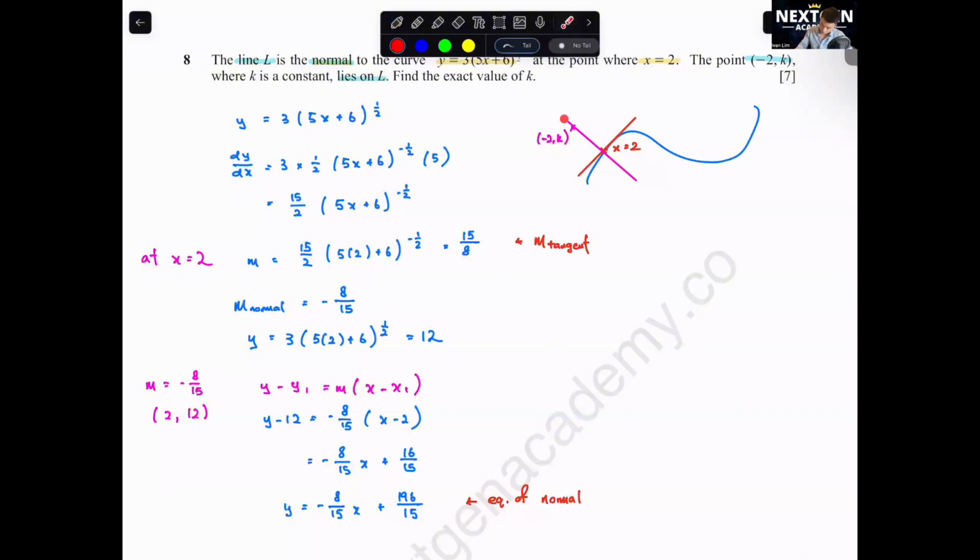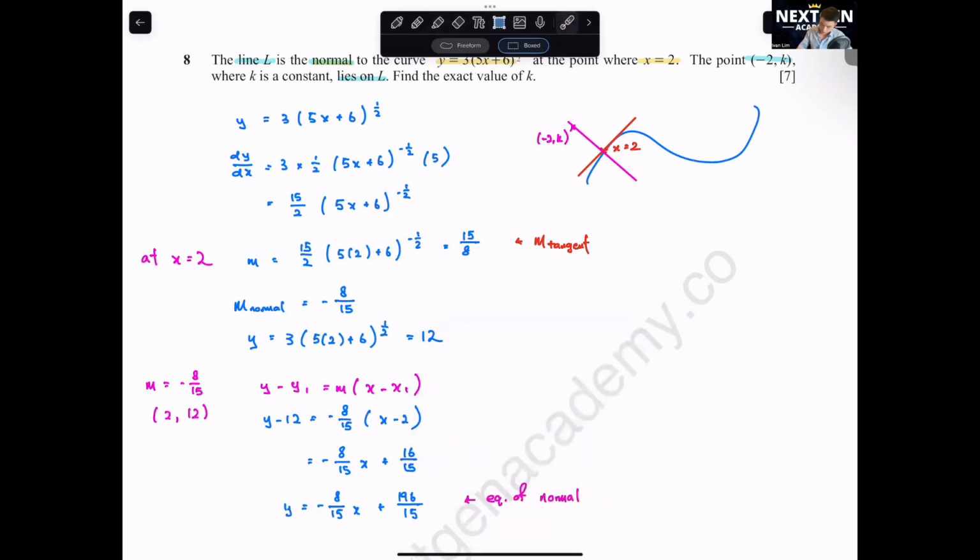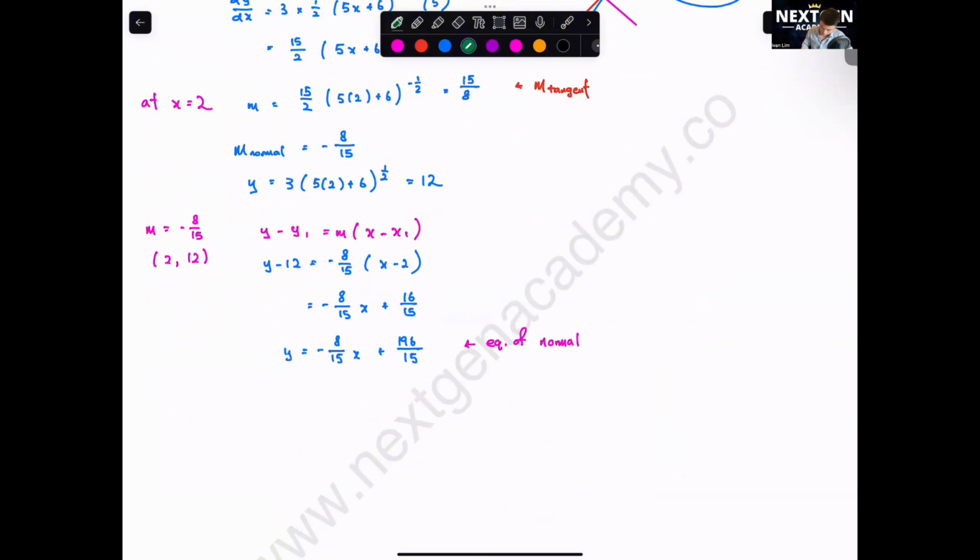Okay, the equation of the normal is this pink line here. I should put this in pink. Now we want to find the value of k. The value of k is when my x equals negative 2, so I'm going to substitute x equals negative 2 into this. Here you get k equals negative 8 over 15 k plus times negative 2196 over 15. We will get 212 over 50.